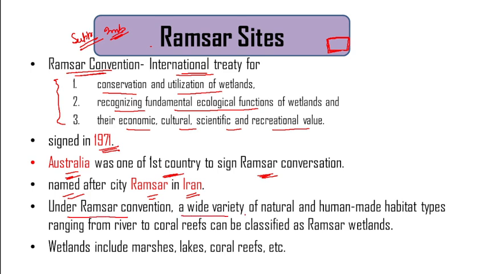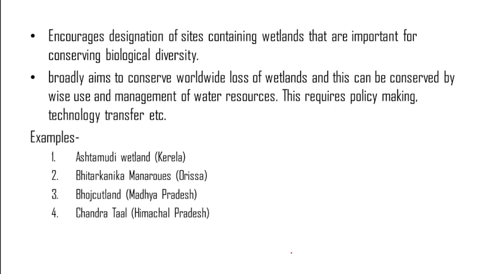Under the Ramsar Convention, a wide variety of natural and human-made habitat types ranging from rivers to coral reefs can be classified as Ramsar wetlands. Wetlands include marshes, lakes, coral reefs, etc. So basically the Ramsar Convention encourages the designation of sites containing wetlands that are important for conserving biodiversity. It broadly aims to stop the worldwide loss of wetlands, and this can be achieved by wise use and management of water resources. This requires policy making and technology transfer.